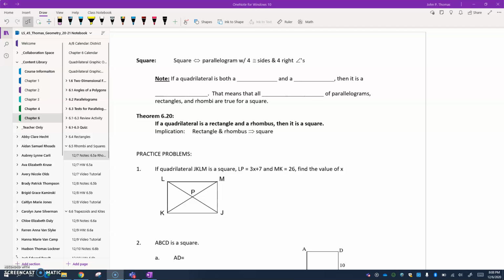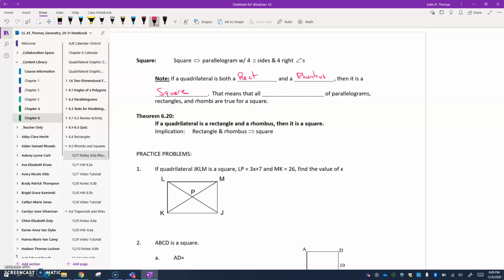So if a quadrilateral is both, what we're going to actually say, a rectangle and a rhombus, all right, because a rectangle would give you the four right angles, and rhombus would give you the four congruent sides, then we can say it is a square. If we were doing a lot of proof this year, we'd do a lot of prove it's a rectangle, prove it's a rhombus, and then once we had those two, we could make the conclusion that it was a square. This is going to be more behind the scenes with the types of problems we're going to see this year.